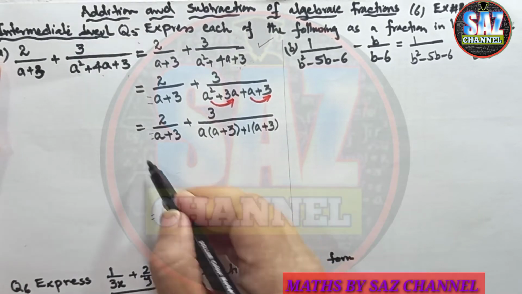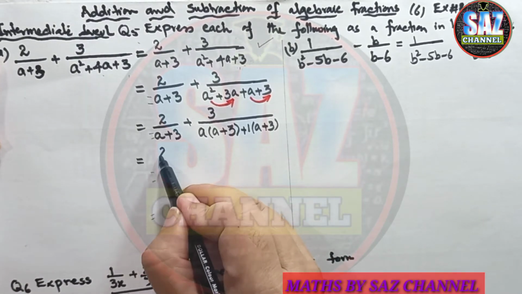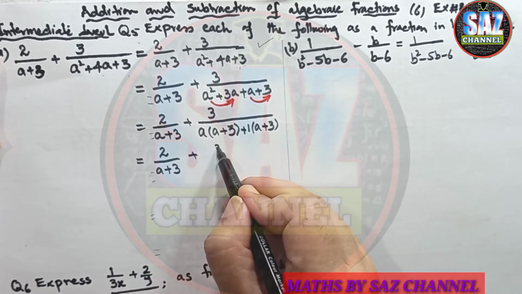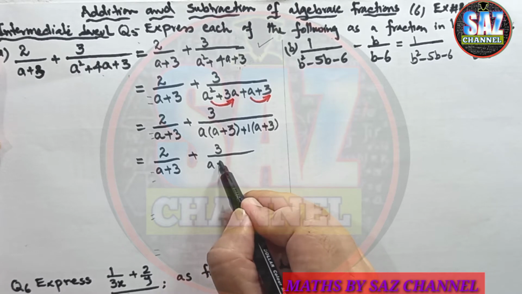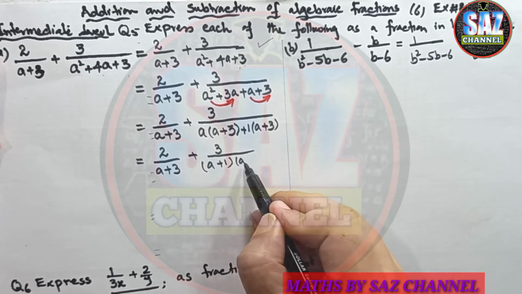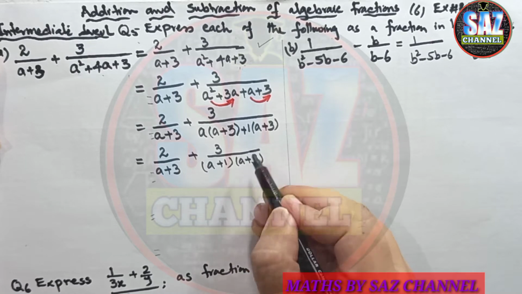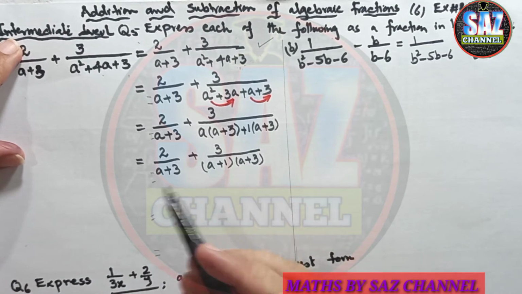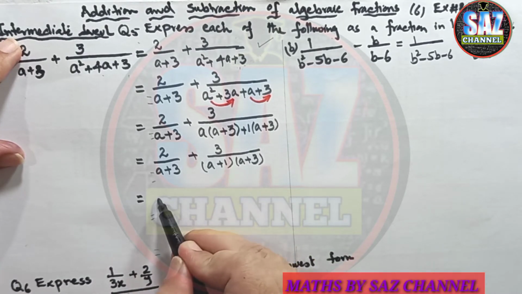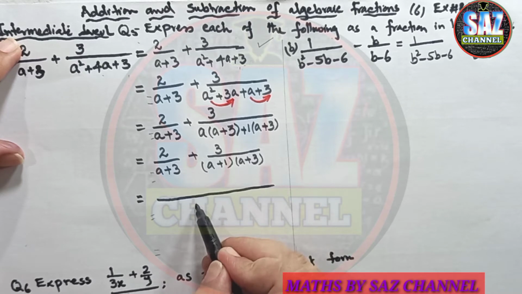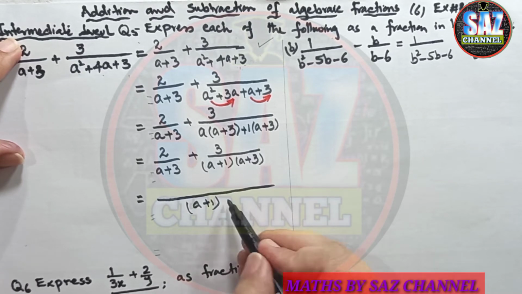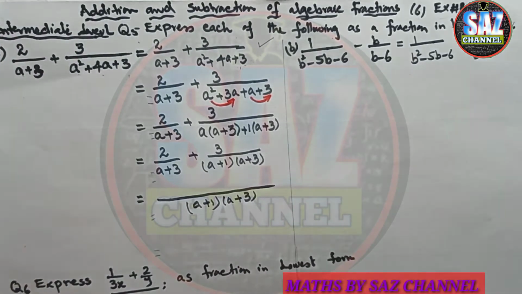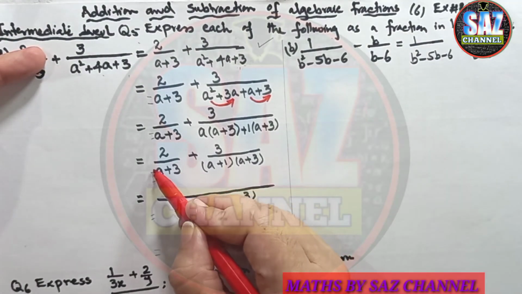Again, this a plus 3 is the common group. Extract it out, pull it out. 2 upon a plus 3 plus 3 upon a plus 1 into a plus 3. Now, if we look at the denominators of both the fractions, we can see a plus 3 is the common term. Now we have to take the LCM, and the LCM of the question will be a plus 1 multiplied by a plus 3.